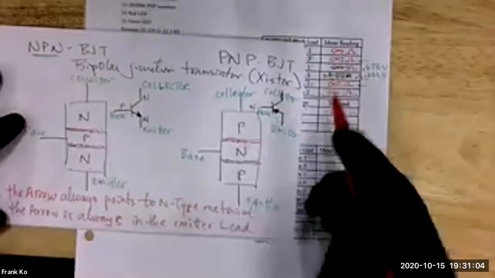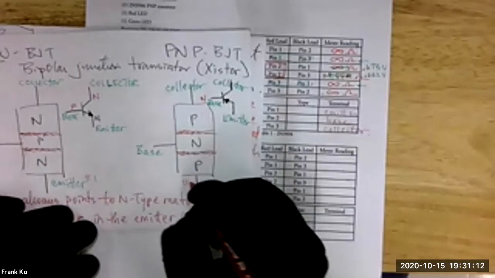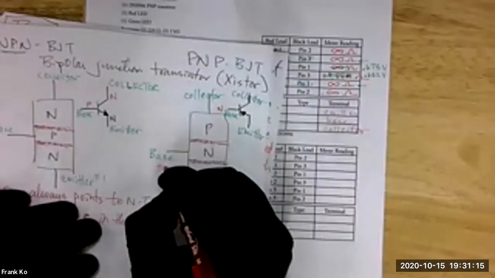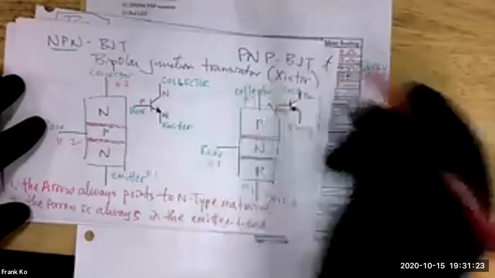So we identified collector as being pin number 3, yes? Emitter as being pin 1. So I'm going to go ahead and mark number 1 here. Number 2 is the base. And number 3 is the collector. You need to determine from this data, do I have a PNP or do I have an NPN?